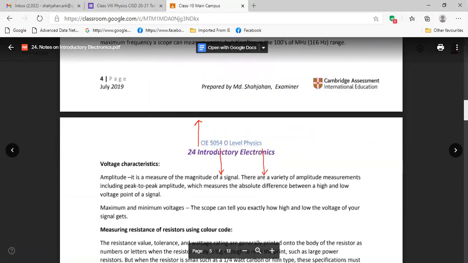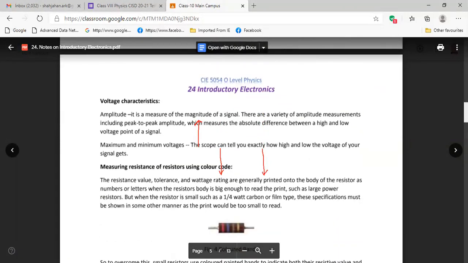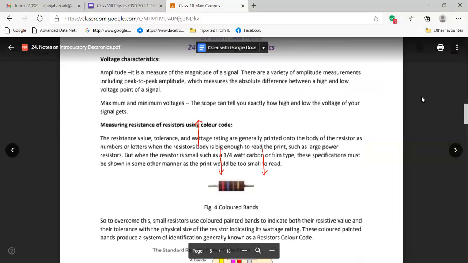So this one we already know. In the alternating current generator we got that idea. That's why we are not repeating the same thing again and again.